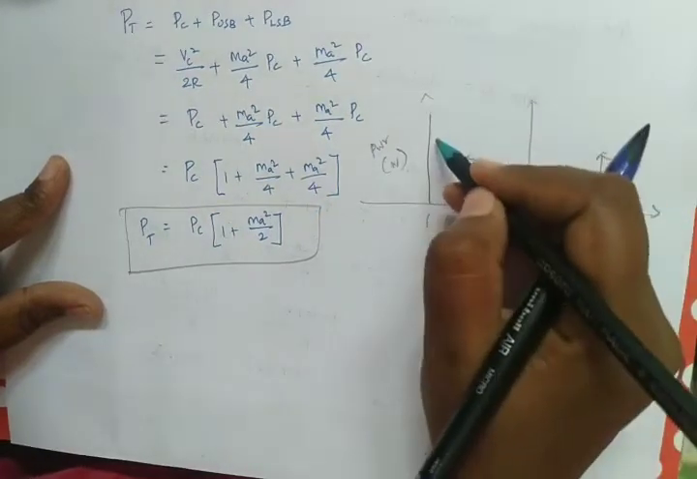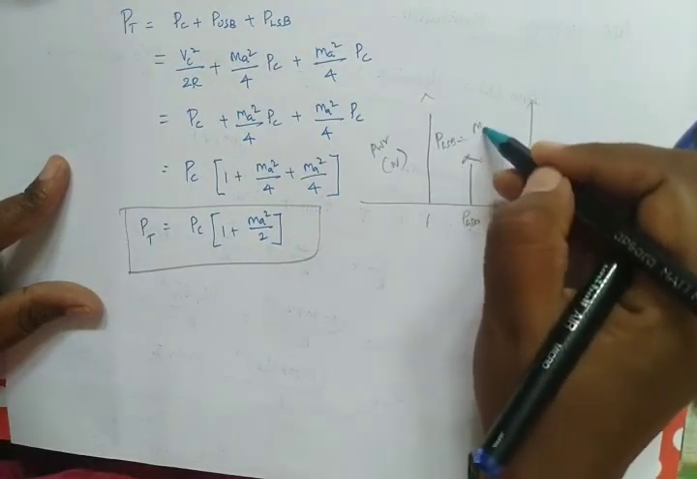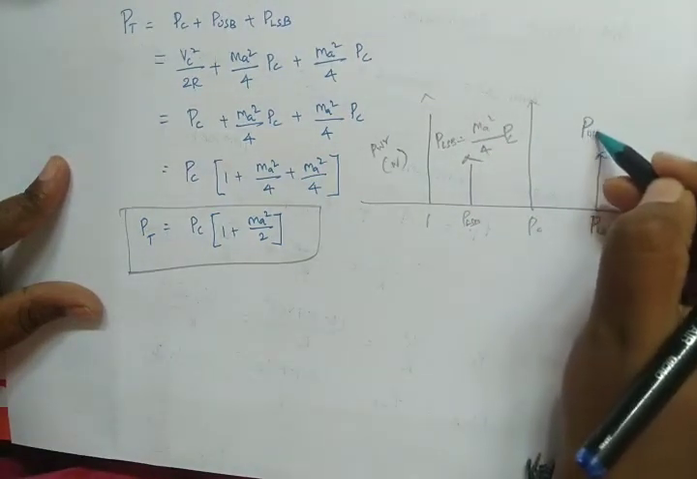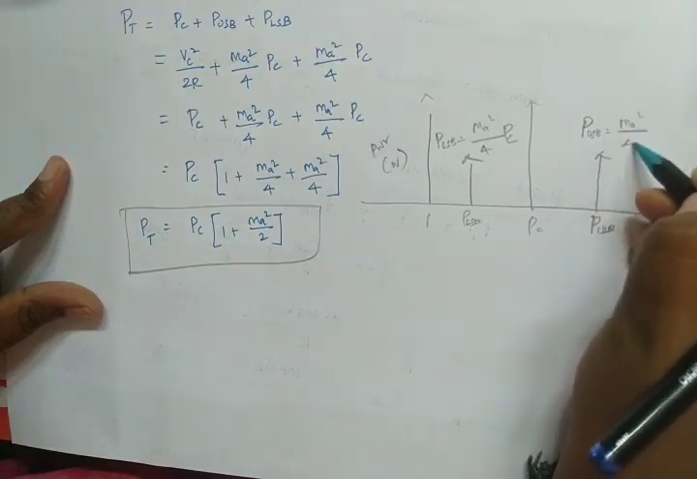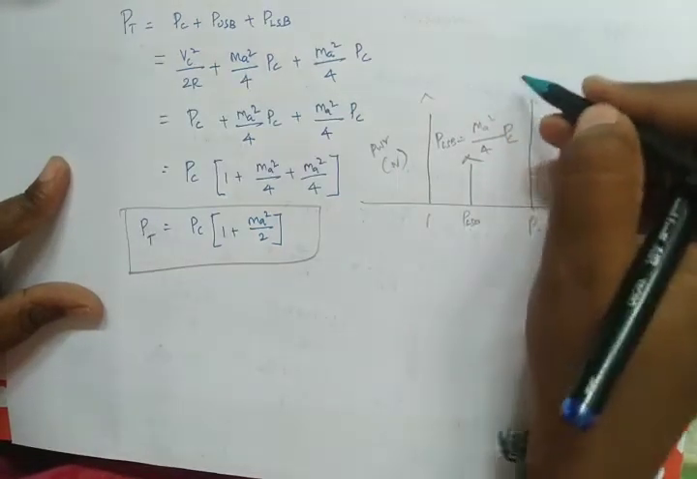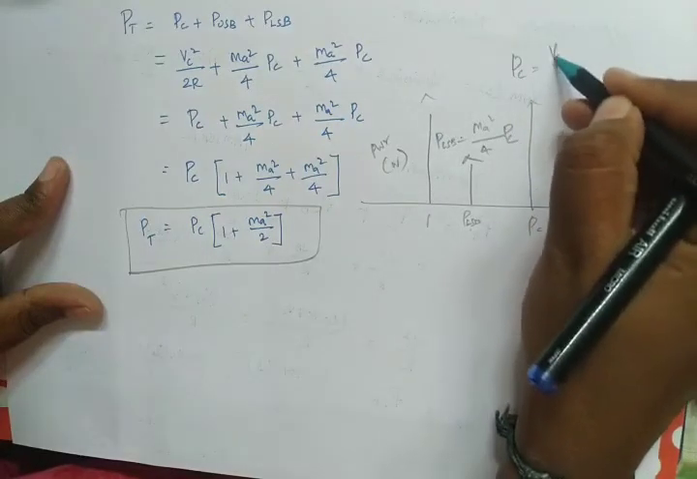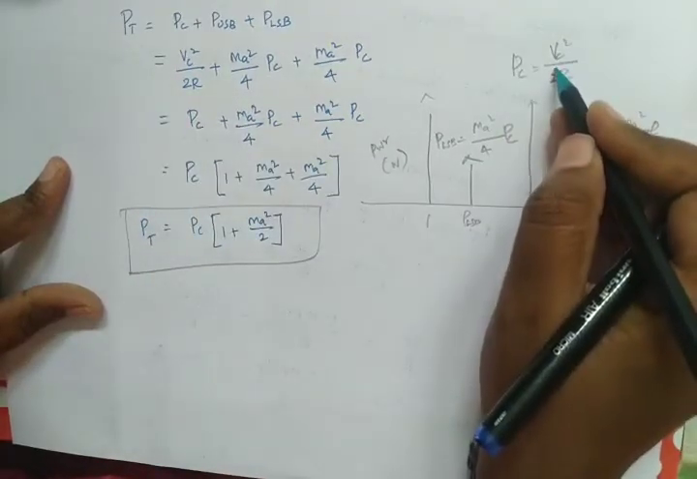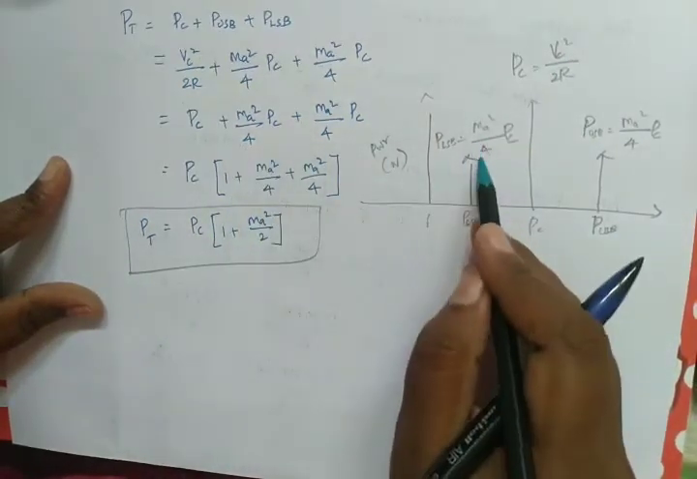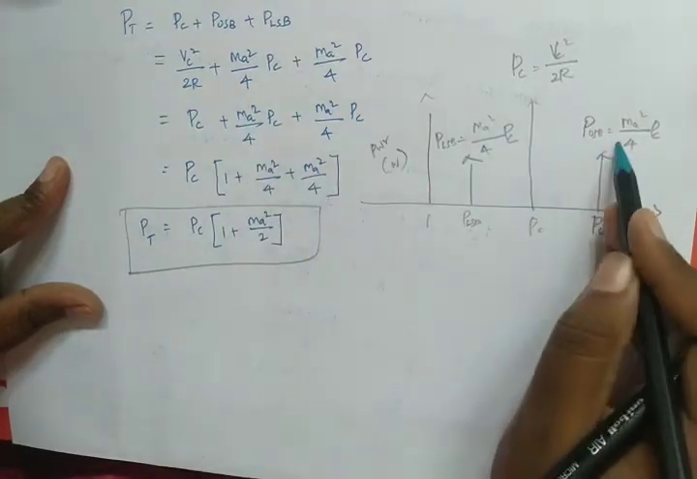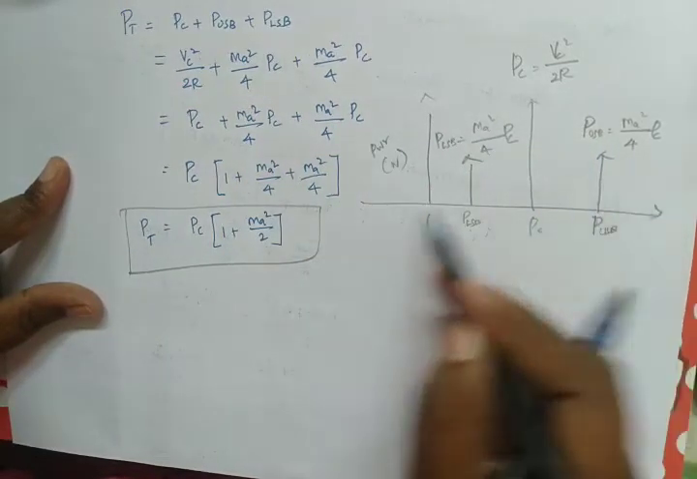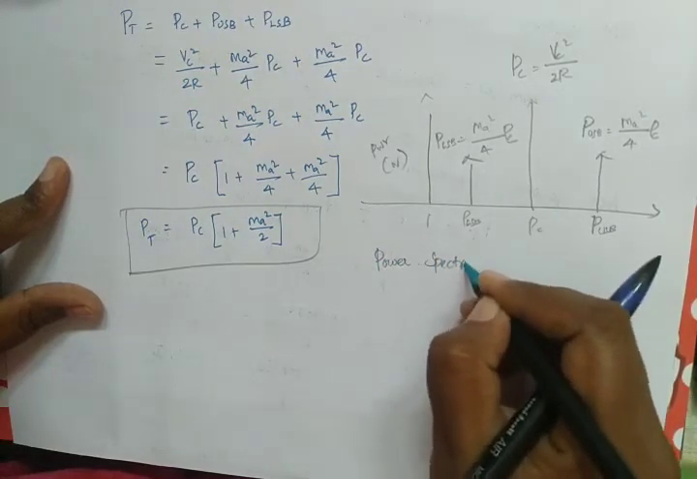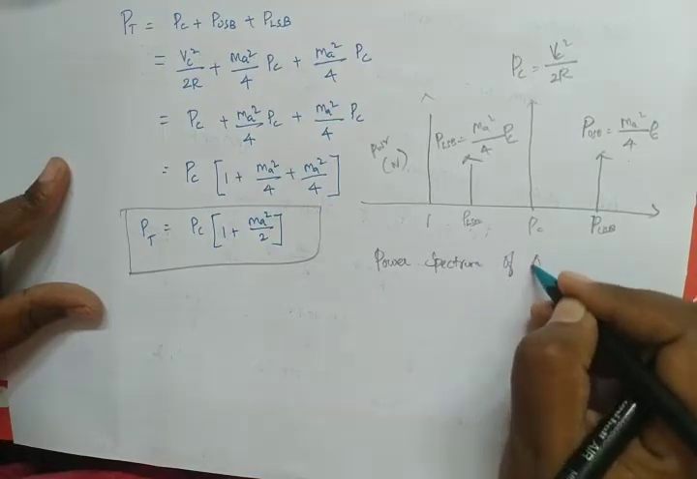Now here we have P lower sideband, which is equal to MA square by 4 into PC, and here it is P upper sideband, which is equal to MA square by 4 into PC, and here we have PC, that is carrier power, which is equal to VC square by 2R. So that is what we are going to mention here. Lower sideband, upper sideband, each MA square by 4 PC. This is called the power spectrum of AM wave.